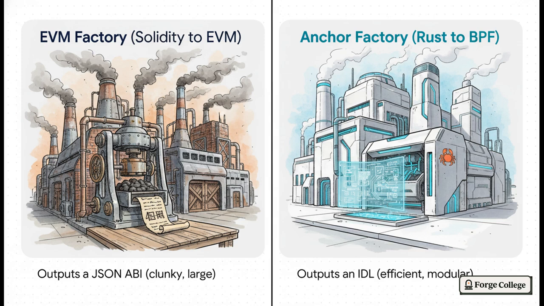But the Anchor plant operates completely differently. You feed it Rust, it compiles down into BPF bytecode, which, remember, is a highly efficient shared object file, and the final product is your IDL. This matters heavily for your migration scope.